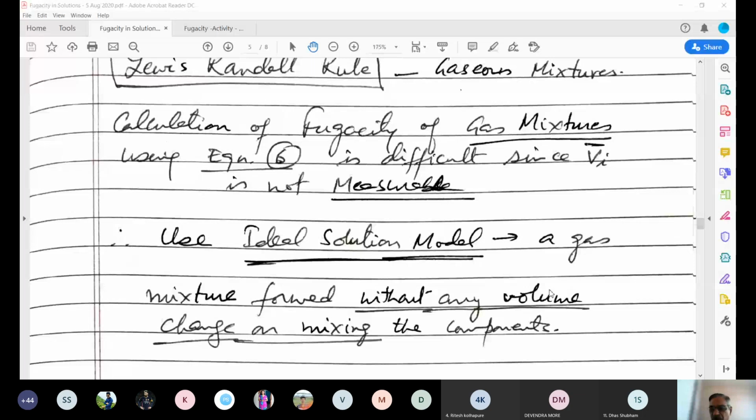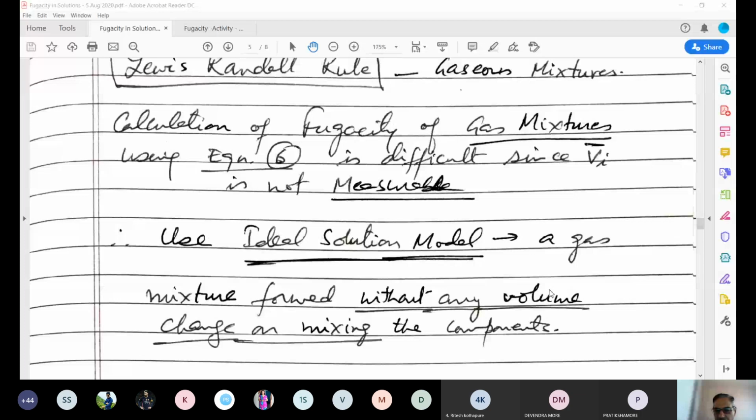Total volume of a mixture is equal to the summation of the volume of each component. Yes, good. Who was that? Pratiksha More. Good. So what is Avogadro's law?